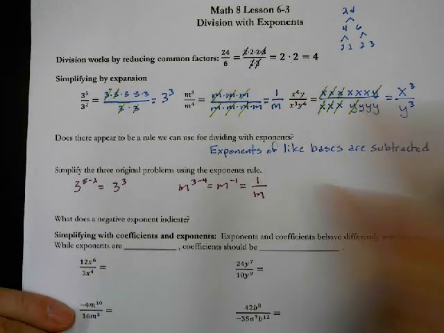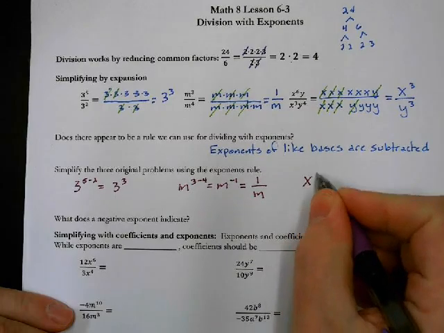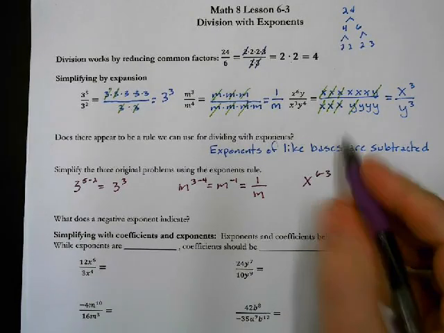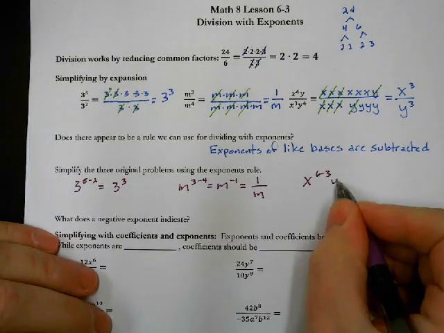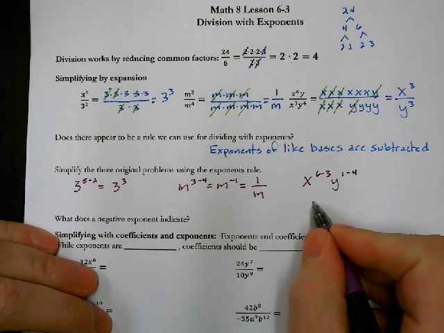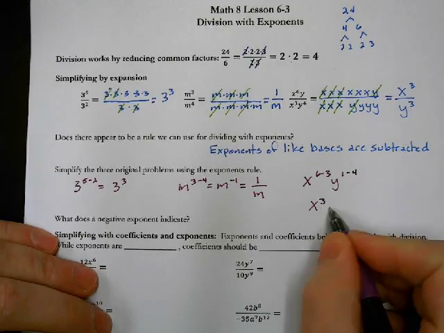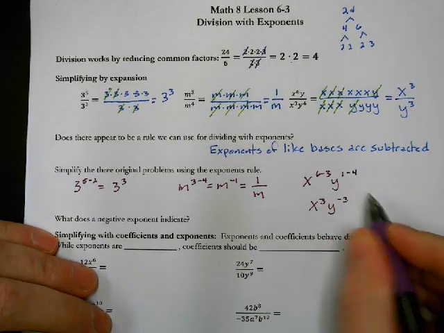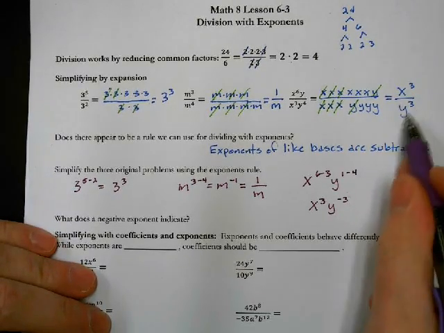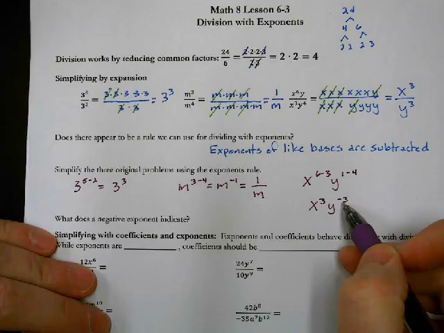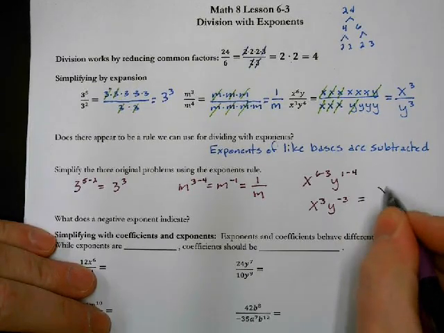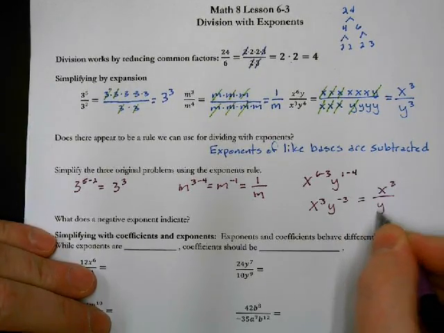This one, we've got x to the 6 minus 3, because we're only doing like bases, and then y to the 1 minus 4. So this ends up being x to the 3rd, y to the negative 3. And again, this y to the negative 3, I saw when I expanded it, it's indicating that my exponent and my base should be in the denominator. So my final answer is x to the 3rd over y to the 3rd.